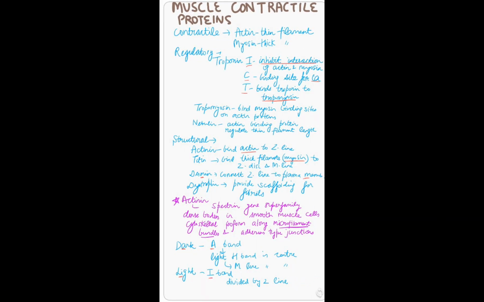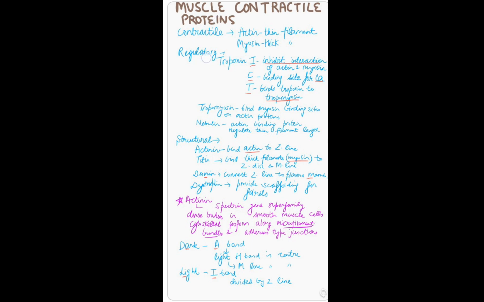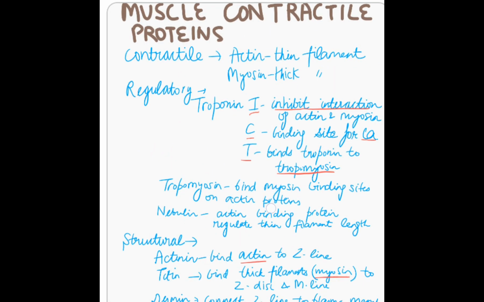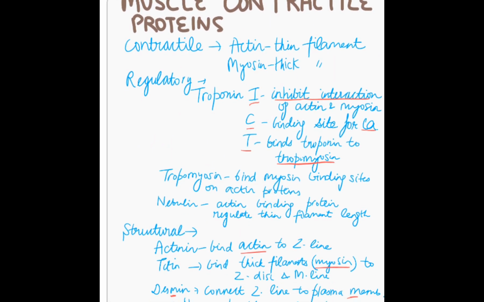Hi everyone. So in this video we will be studying the muscle contractile proteins and how muscle contraction happens. First we are studying the muscle contractile proteins. In the muscle we have three types of proteins: the contractile ones, the regulatory ones and the structural ones. In the contractiles there are thin and thick filaments. Actin is the thin filament and myosin is the thick filament. Then in the regulatory proteins we have three proteins: troponin, tropomyosin and nebulin.